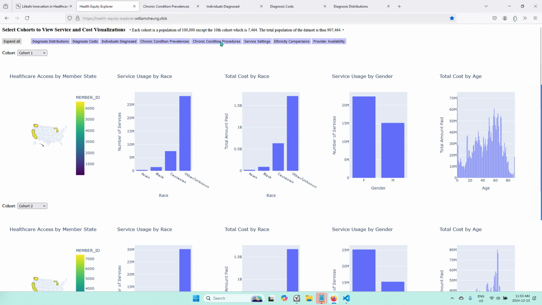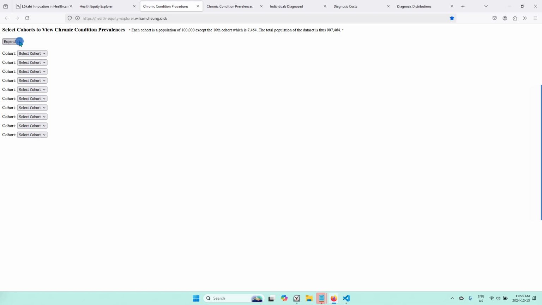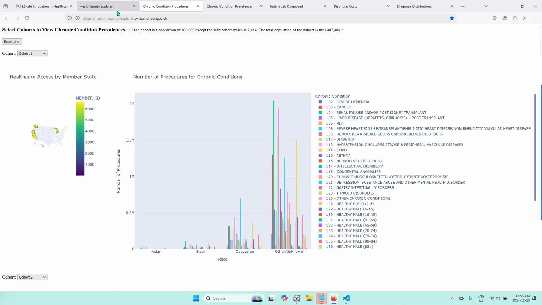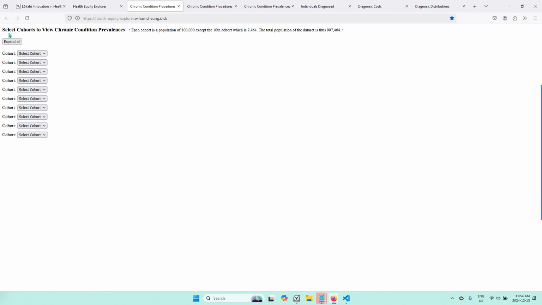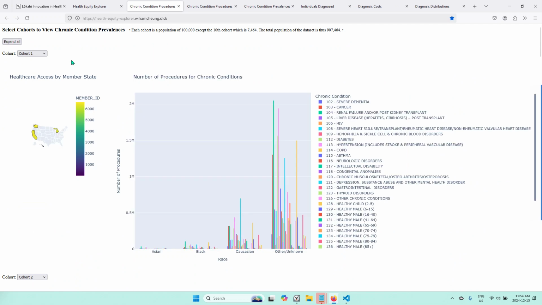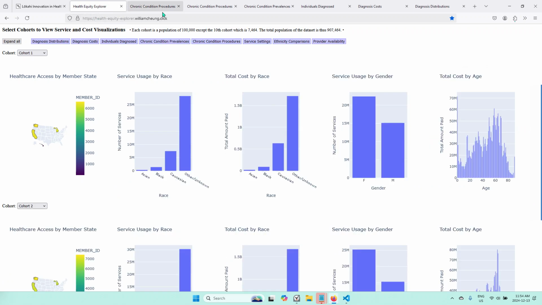You can also look at chronic condition procedures. Oops, no, that's still the prevalence. Procedures here, right? Yeah, I didn't update the title here. It still says prevalences. These are the number of procedures actually. Okay, so you can see like 2 million procedures for renal failure for the other race, being not Caucasian, Black, and Asian. Let's go back here.